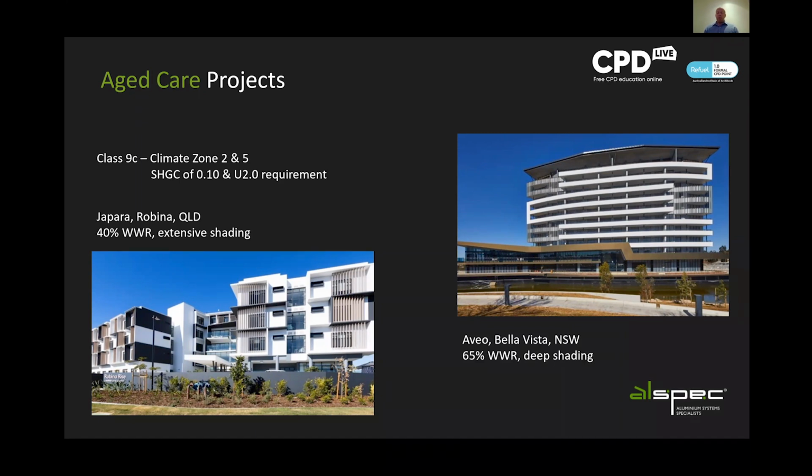A bit more window to wall ratio, higher window to wall ratio on the AVO and Bella Vista. So you've got up to sort of 65% probably in them. Within them, deep shaded balconies, you have quite a lot of glass. Might be prudent to change some of that glass to a high performance wall system. It's not great for a company like Alspec to sell less windows and doors, but for the energy efficiency stakes of a building like this, that might be required.